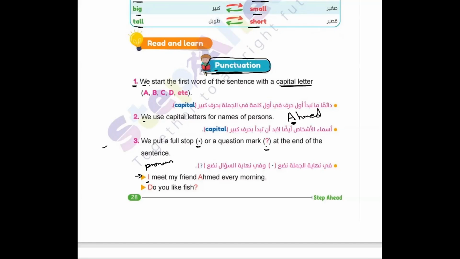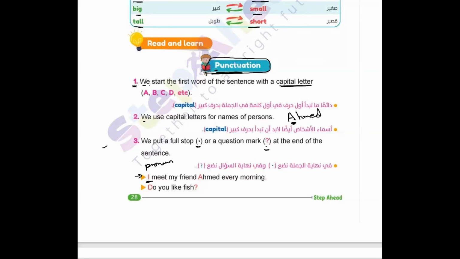It should be capital for two reasons. Number one, because this is the first letter in the sentence. It should be capital. And number two, as I as a pronoun لأن I دي pronoun لازم تكون capital حتى لو كانت في أي part تاني في السنتس.